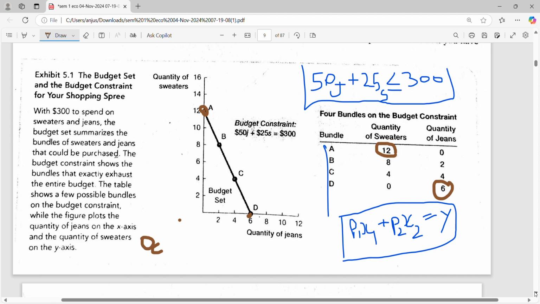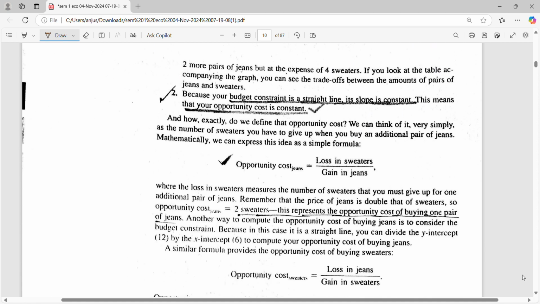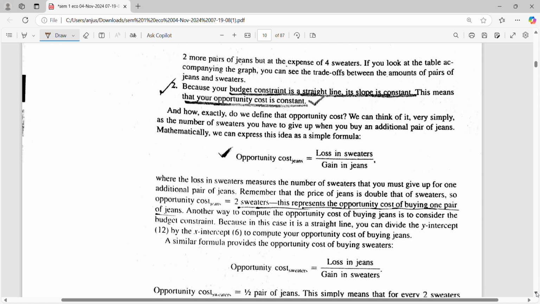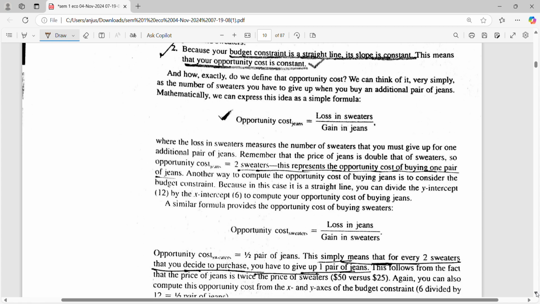We have discussed all these parts. Opportunity cost means the cost of the best alternative option which we couldn't select because of the decision already made. The cost of the best alternative option is the opportunity cost. So the opportunity cost of jeans means the number of sweaters that you had to give up to buy an additional pair of jeans.